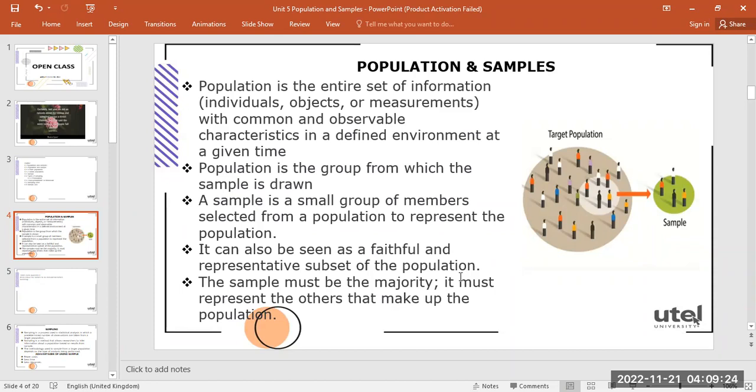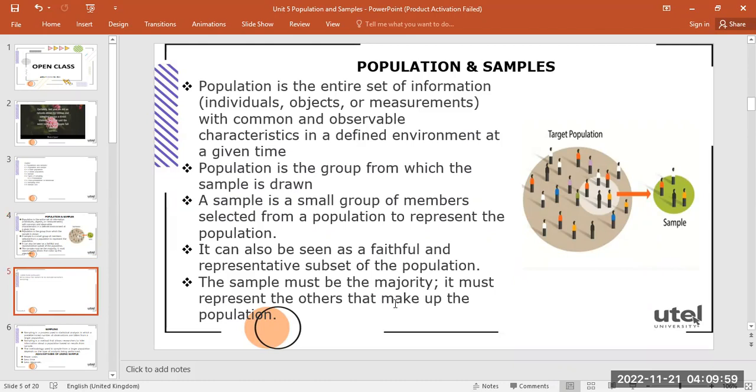Now, it is important to note that while taking out a sample, the sample must represent the others that make up the population. And you have to try as much as possible, when you are taking out a sample, to do so in such a way as to minimize bias. In other words, the sample must be inclusive and a true representation of your entire population in order to get a correct and meaningful estimate of your statistical data.